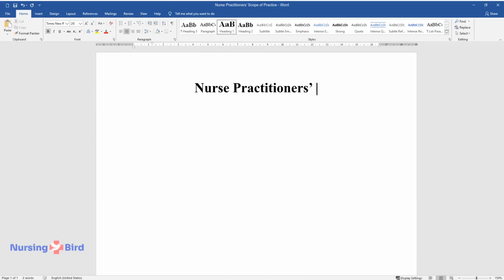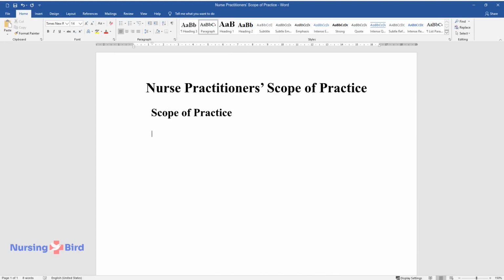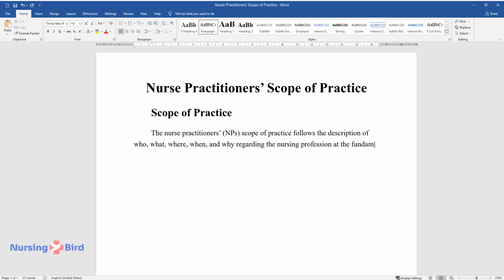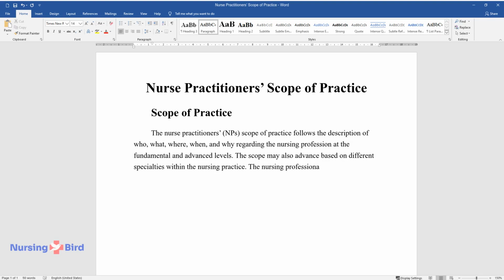Nurse practitioner's scope of practice. The nurse practitioner's, NP's, scope of practice follows the description of who, what, where, when, and why regarding the nursing profession at the fundamental and advanced levels. The scope may also advance based on different specialties within the nursing practice. The nursing professionals have a duty to offer a well-defined and described scope of practice to the public.